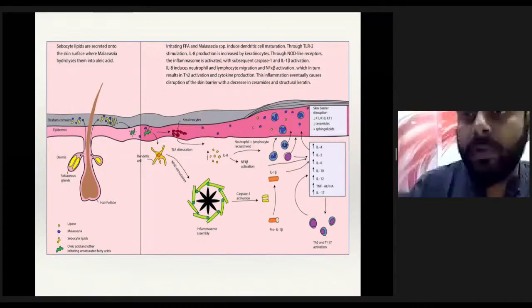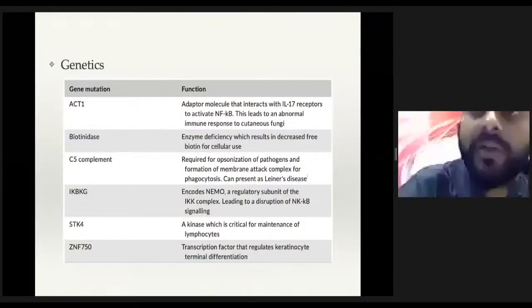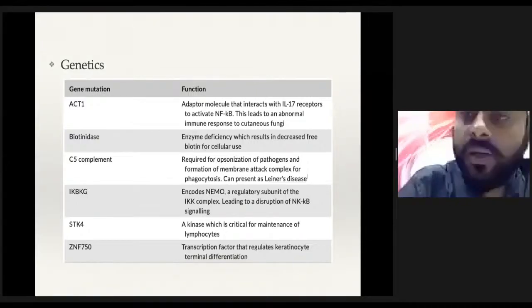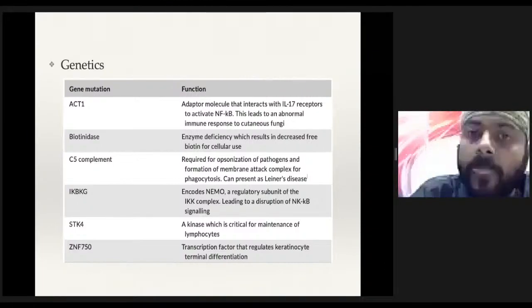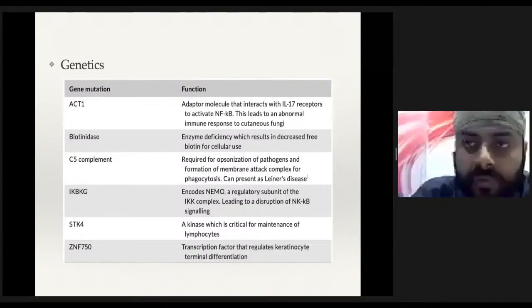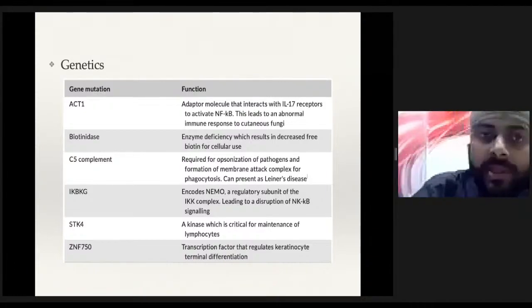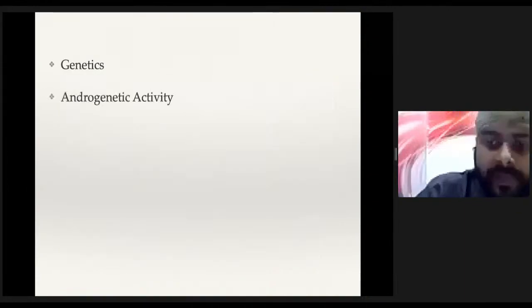Genetics play an important role. There are, in fact, 11 genetic mutations isolated on 6 different gene foci listed here. They particularly have to do with our immune response to fungal infections, and also certain enzyme deficiencies or certain important protein deficiencies, which lead to epidermal barrier dysfunction, which leads to development of seborrheic dermatitis.